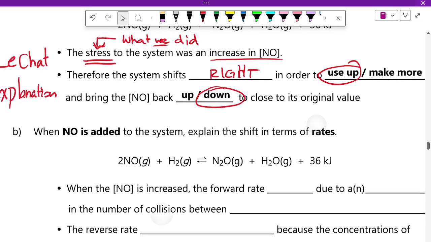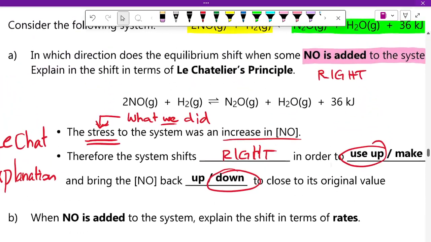In terms of rates, try and explain that to your neighbor. Why does it shift right in terms of rates when we increase the concentration of NO?